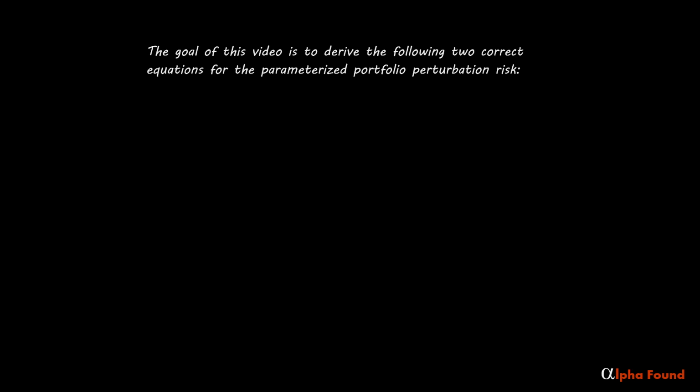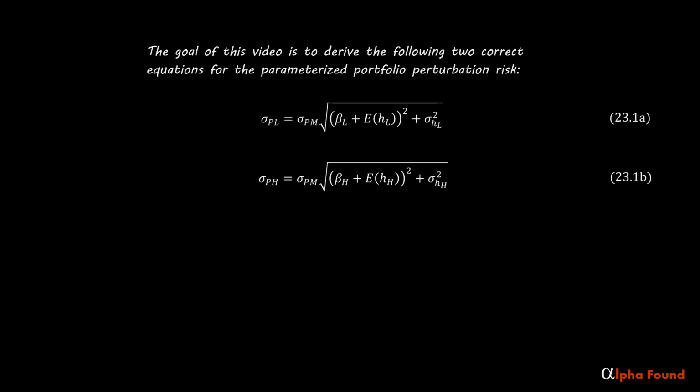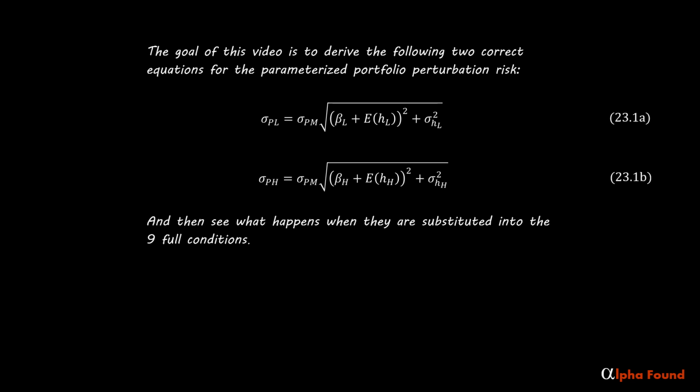Welcome back again to Alpha Found Part 23. The goal of this video is to derive the following two correct equations for the parameterized portfolio perturbation risk, and then see what happens when they are substituted into the 9 full conditions.